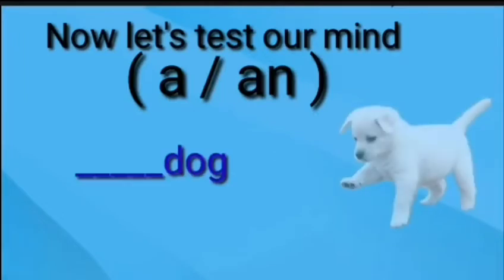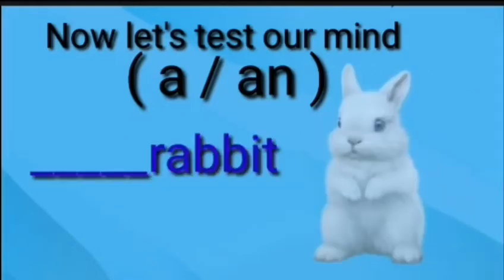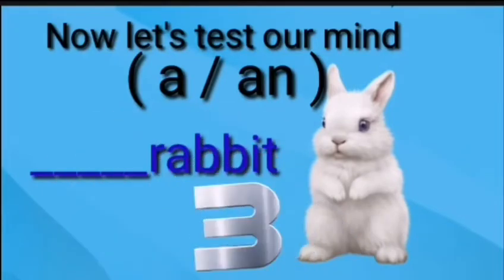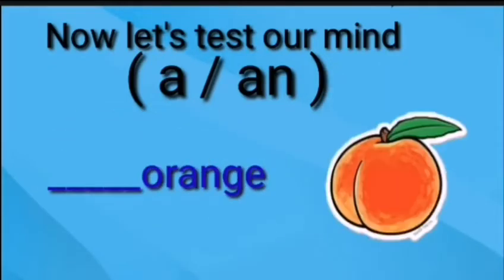Now let us test our mind. Here you have to use a or an. Always remember, a is used for consonant and an is used for vowels. So D sounds consonant. So what is the right answer? 3, 2 and 1. So the right answer is a. Next question, rabbit. R sounds consonant. So what is the right answer? And the time goes. So the right answer is a rabbit.